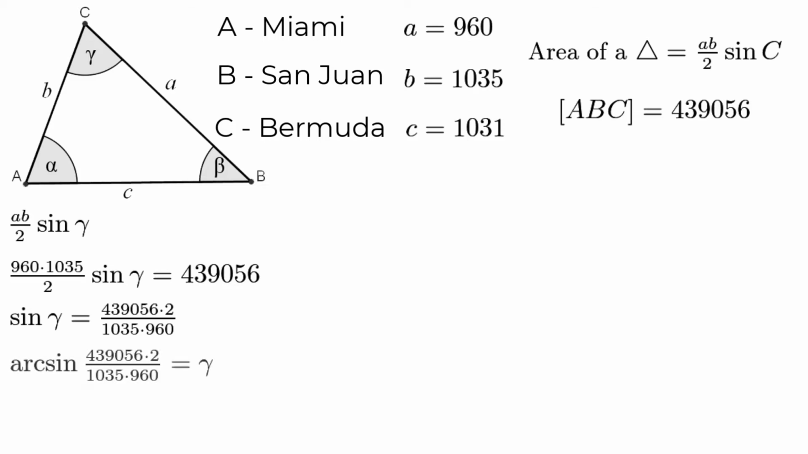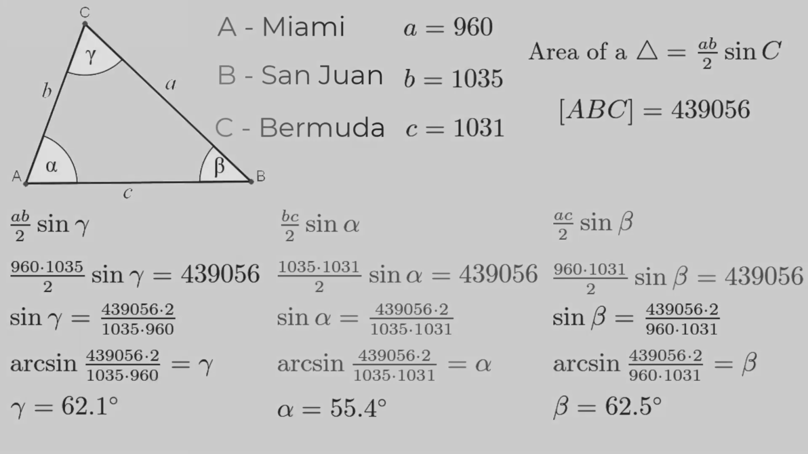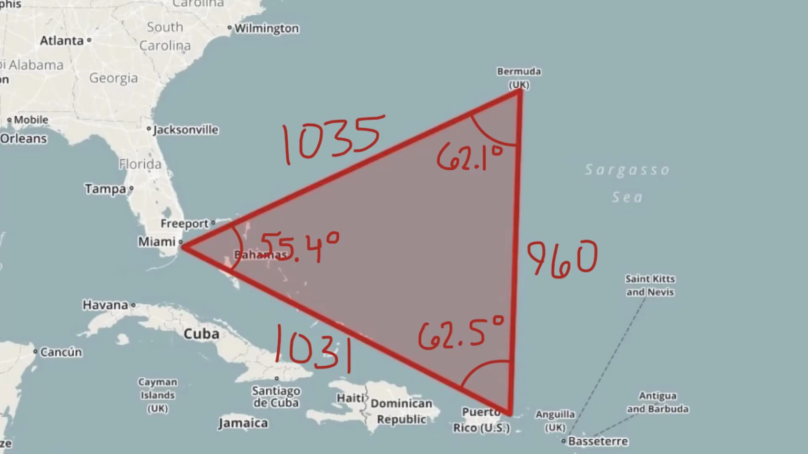So, arcsine of 439,056 times 2 divided by 1,035 times 960 is equal to gamma. Using a calculator, we get that gamma is equal to 62.1 degrees. Using the same strategy to find alpha and beta, we get that alpha is equal to 55.4 degrees and that beta is equal to 62.5 degrees. So, using a picture of the Bermuda Triangle, I could label the angles as such to reference when I finally went to test my new strategy.